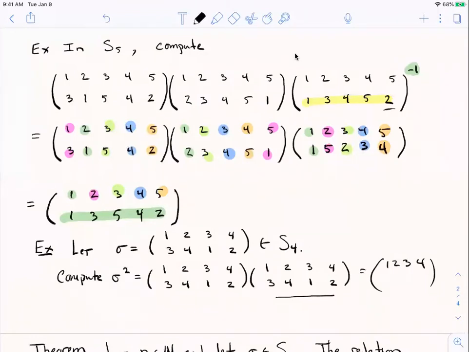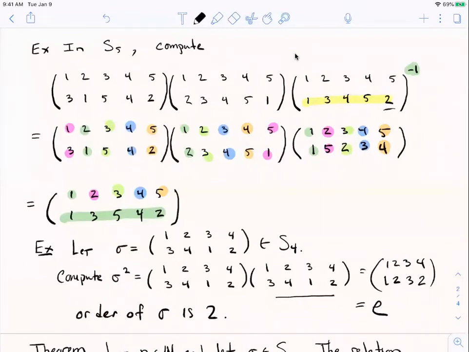So 1 goes to 3, which goes to 1, so 1 is fixed. Then 2 goes to 4, which goes to 2, so 2 is fixed. 3 goes to 1, which goes to 3, so 3 is fixed. 4 goes to 2, which goes to 4, so 4 is fixed. So it looks like sigma squared is actually the identity. So the order of sigma is 2, if you like.